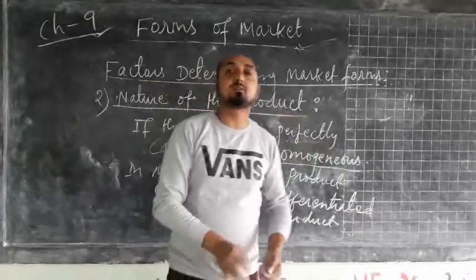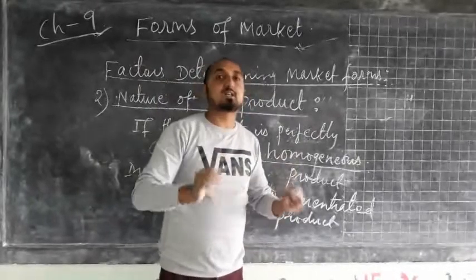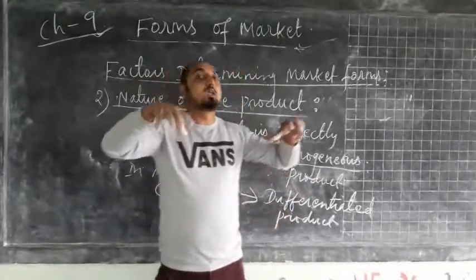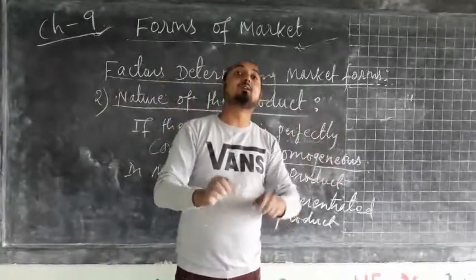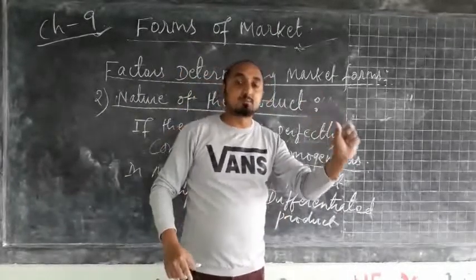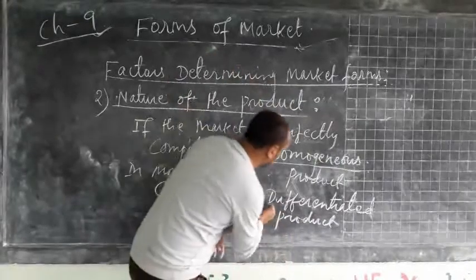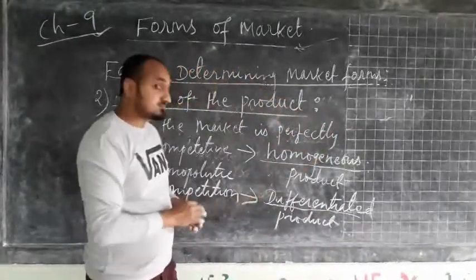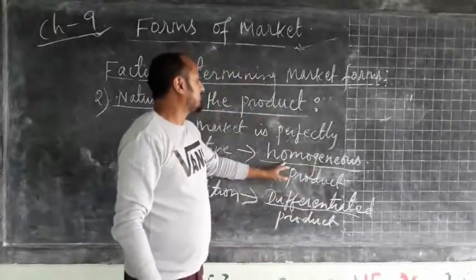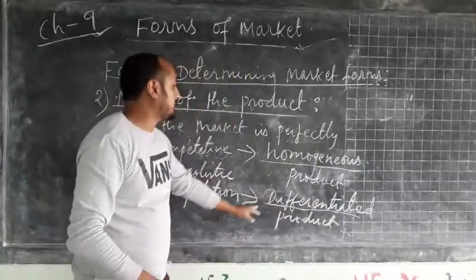Once again, what is a differentiated product? A differentiated product is a product which differs from others in terms of shape, size, color, design, trademark, tags, etc. I'll give one example. Colgate and Pepsodent both satisfy the same type of demand and are used for the same purpose, but the name of the product differs. Since the color, design, shape and size are different from each other, that type of product is considered a differentiated product. So the nature of the product also determines the different forms of market. In a perfectly competitive market, the product will be homogeneous. In monopolistic competition, the product will be differentiated.